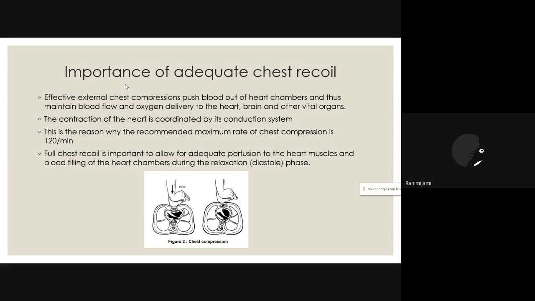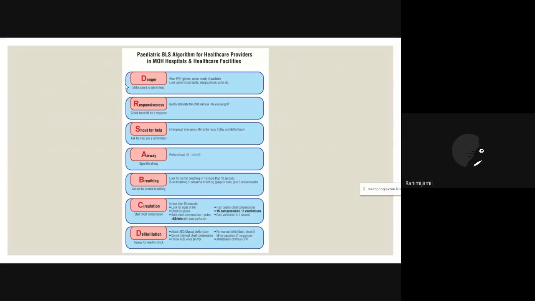To do CPR, there are steps before we can do it. We cannot do CPR carelessly or just as we please. The steps are danger, responsiveness, shout for help, airway, breathing, and circulation. In circulation is where we do the CPR, and lastly defibrillation. We will go through them one by one.